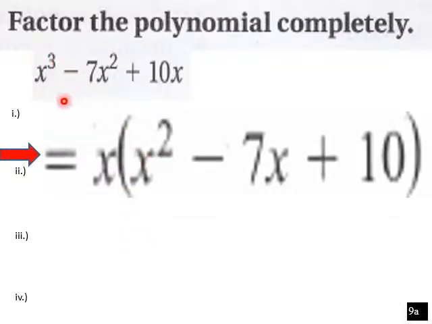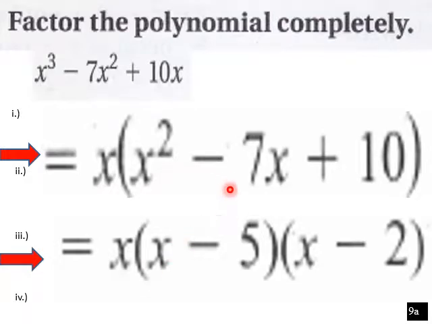So for this here, we could factor out an x, and then we end up with this here. And then that could be further factored. This trinomial could be further factored into these two binomials.